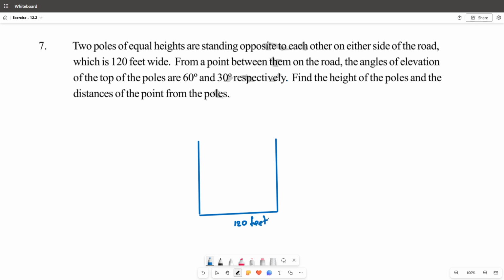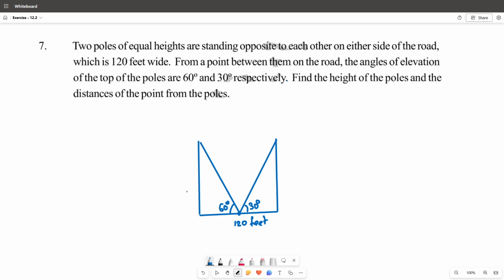Next he says, from a point between them on the road, so let this be some point on the road, the angles of elevation to the tops of the poles are 60 and 30 degrees respectively. So let this be one angle of elevation and this be the other angle of elevation, and it says one is 60 degrees and the other is 30 degrees. Next, we need to find the height of the poles and the distance of the point from the poles.